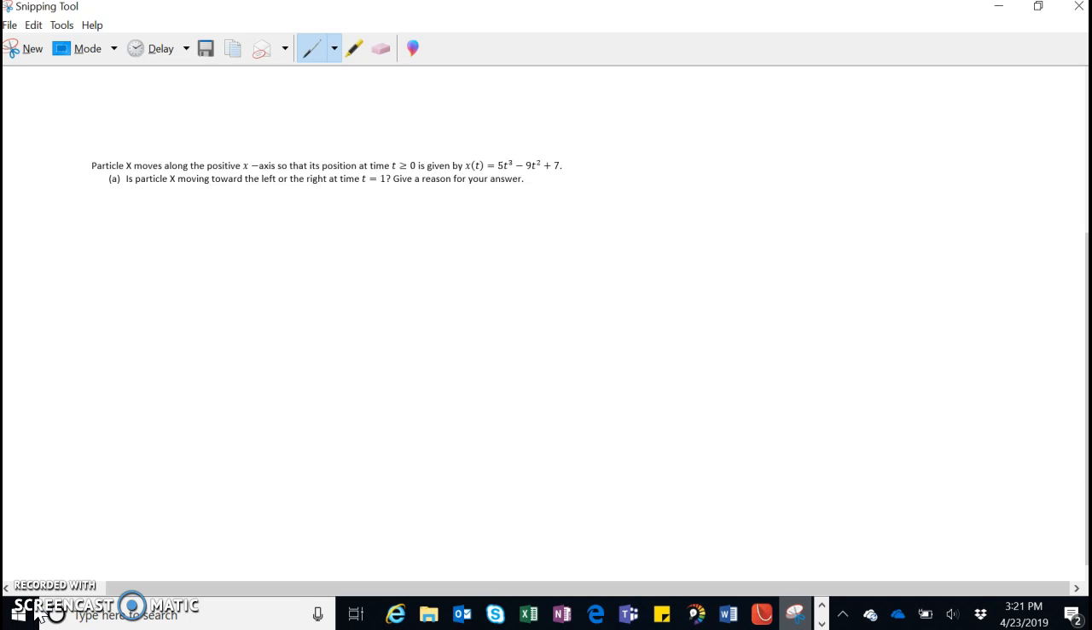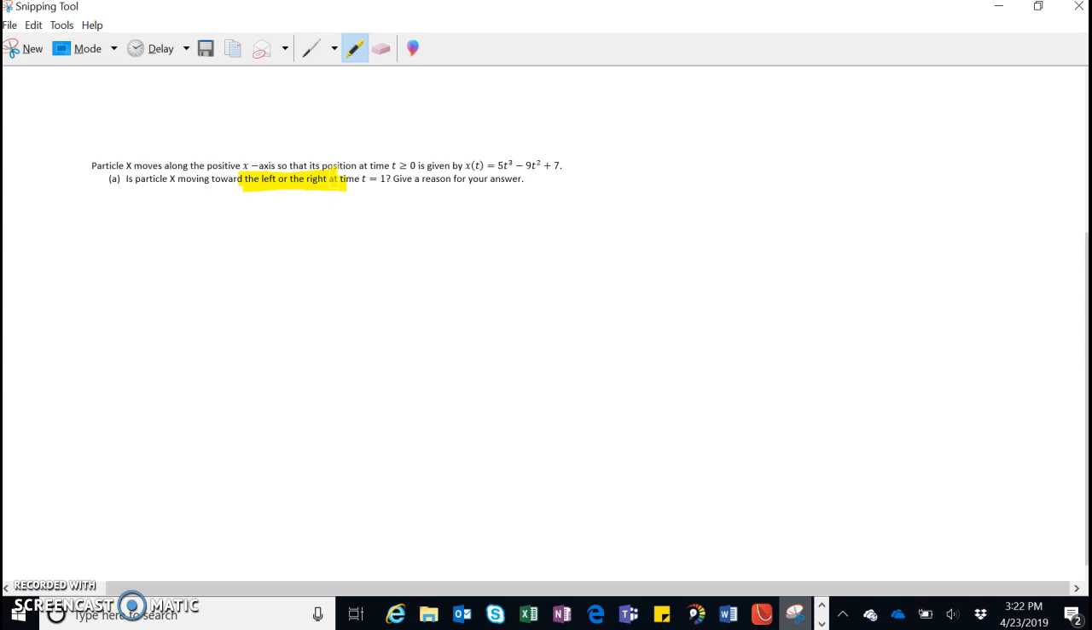So this is something that oftentimes confuses students. When I'm asking if you're moving left or right, I have kiddos all the time try to just plug a 1 into this position function. But that'll only give me my concrete position at 1. It will not indicate to me which direction I'm moving.